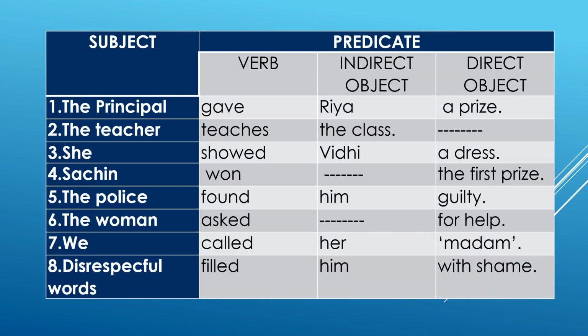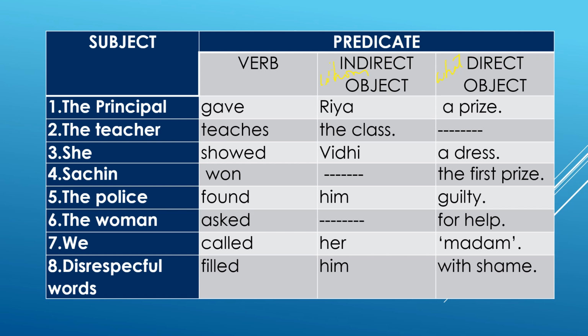Now let us try to understand it with the examples. The first sentence is the principal gave Ria a prize. The principal is the subject, gave is the action word, that is the verb, and Ria is indirect. So here you can find the indirect object when you question whom, and when you question what to the verb, you can find the direct object. So the principal gave, what he gave? A prize. So a prize is the direct object, and whom he gave? Ria. So Ria is the indirect object.